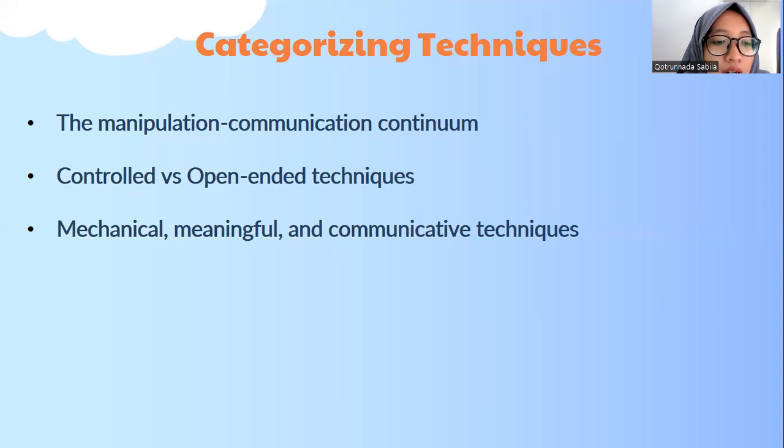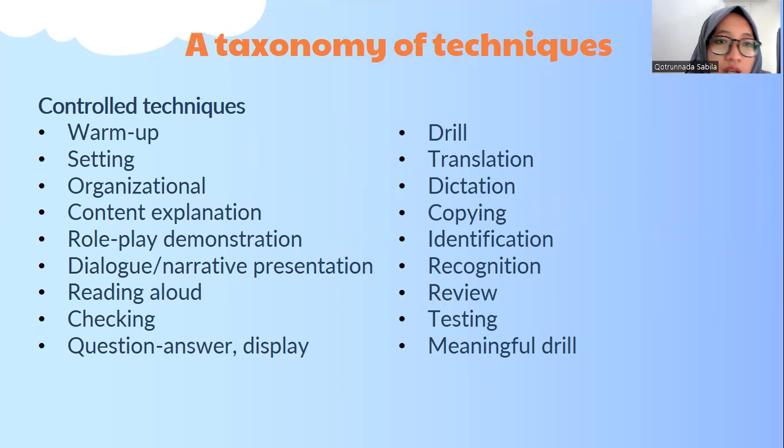And then next, a taxonomy of techniques. A comprehensive taxonomy of common techniques for language teaching, adapted from Crookes and Chaudron, notice that three broad categories are used: controlled, semi-controlled, and open-ended. Bearing in mind the somewhat slippery concept of control, you may be able to gain a broad picture.